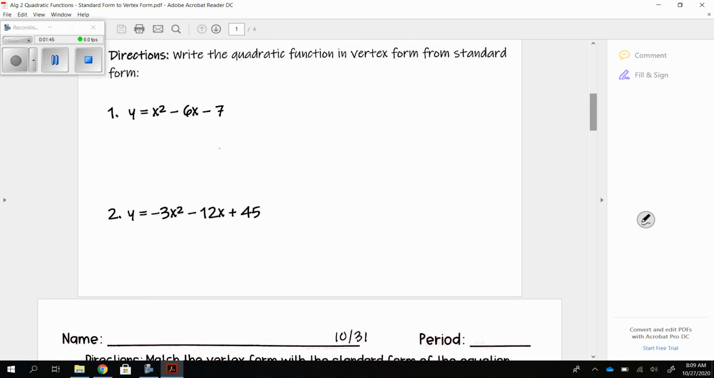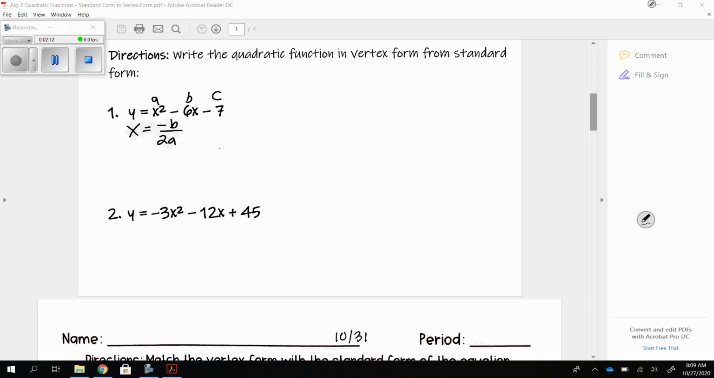All right, just follow along with me for number one. So we have y equals x squared minus 6x minus 7. So I just like to label them A, B, and C. All right, and we know we need to use this formula first. X equals negative b over 2a. This is how we're going to get the axis of symmetry, which is what x is.